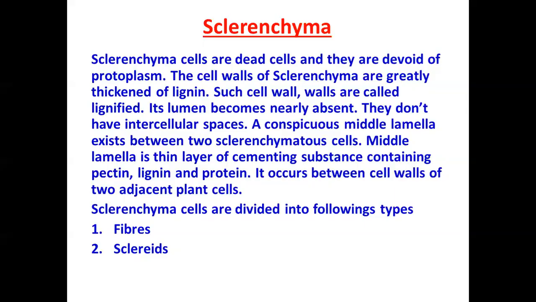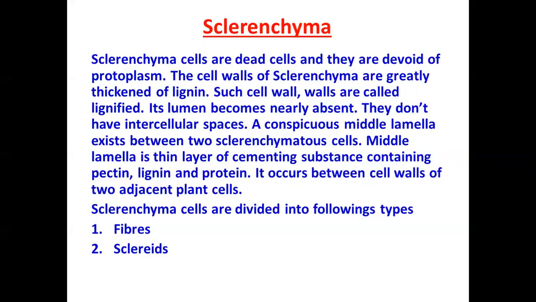A conspicuous middle lamella exists between two sclerenchymatous cells. Middle lamella is a thin layer of cementing substance containing pectin, lignin, and protein. It occurs between the cell walls of two adjacent plant cells. Sclerenchyma cells are divided into the following types, that is fibers and sclerites.